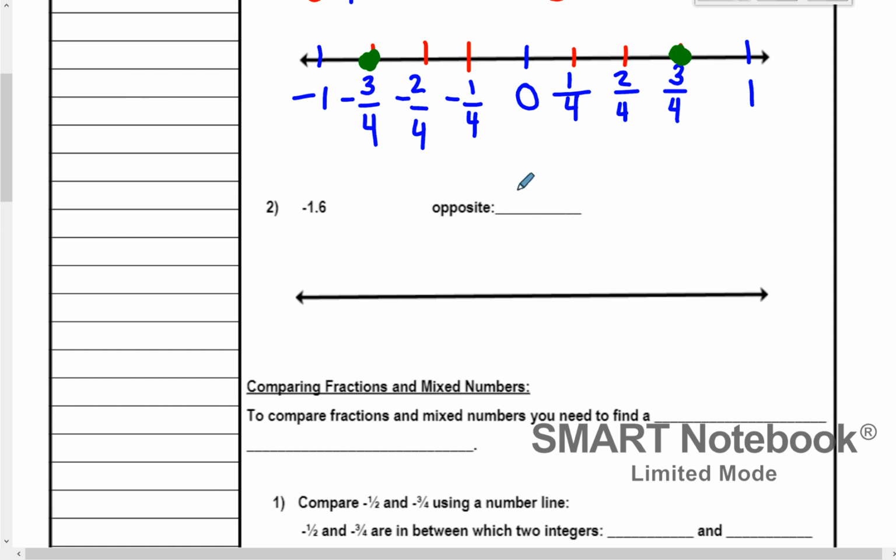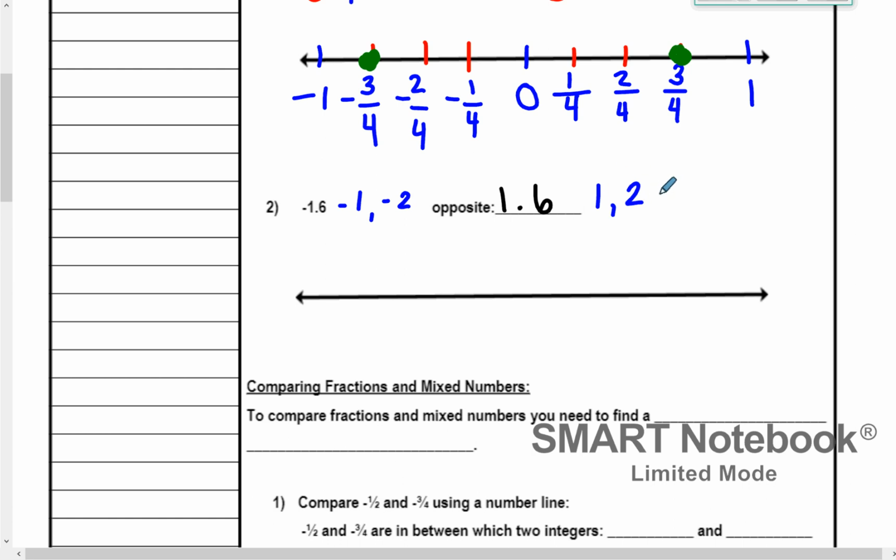The opposite of negative 1.6 is going to be positive 1.6. We then need to decide what two numbers negative 1.6 is in between. That's going to be negative 1 and negative 2. And 1.6 is going to be in between 1 and 2. You're going to notice that the two integers the positive value is in between are the same, but they're just negative for the negative value. So you can always use the positive value to find what two numbers it's in between, and when you have a negative value, just know it's negative 1 and negative 2 instead of positive 1 and positive 2.